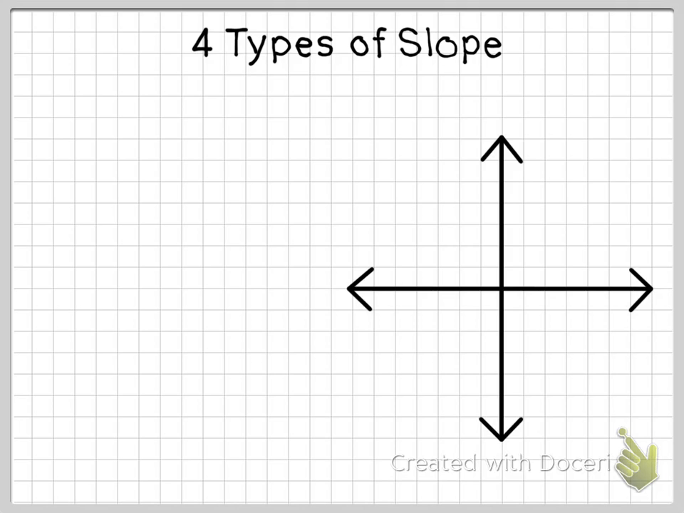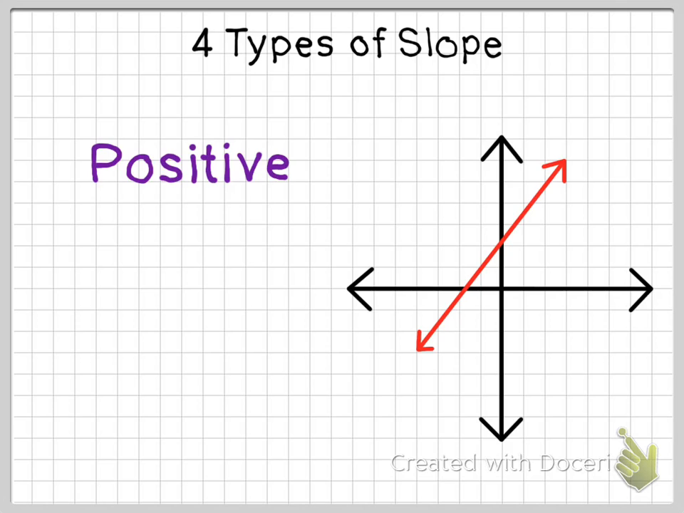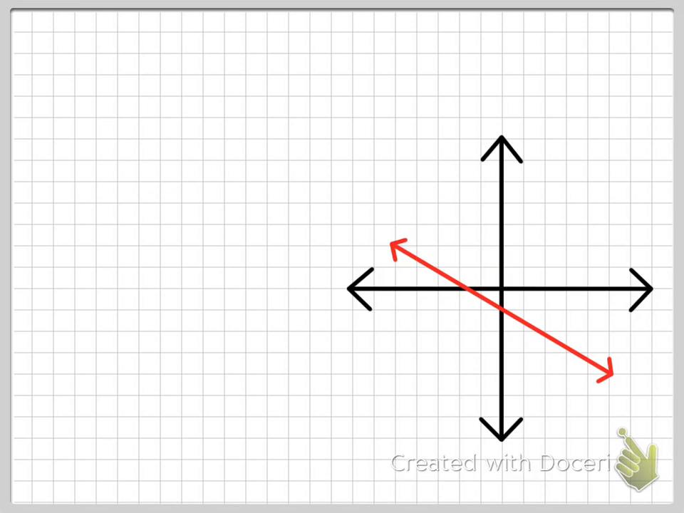The first type of slope we're going to discuss is positive. A positive slope goes up and to the right, and it kind of looks like stairs. So it would be something that you would have to climb up. The next type of slope is the opposite of positive, is negative, and negative is more like a slide. So you could kind of slide down it.